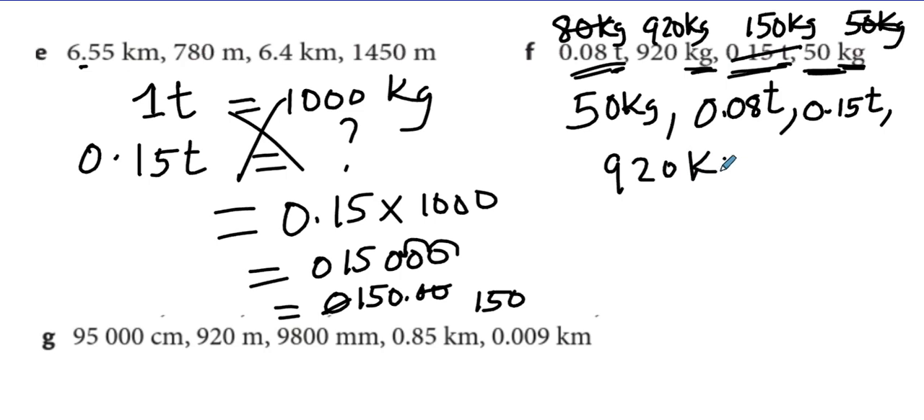920 kg. So the smallest is 50, the next smallest is 0.08, then 150, which is 0.15, and that's all.